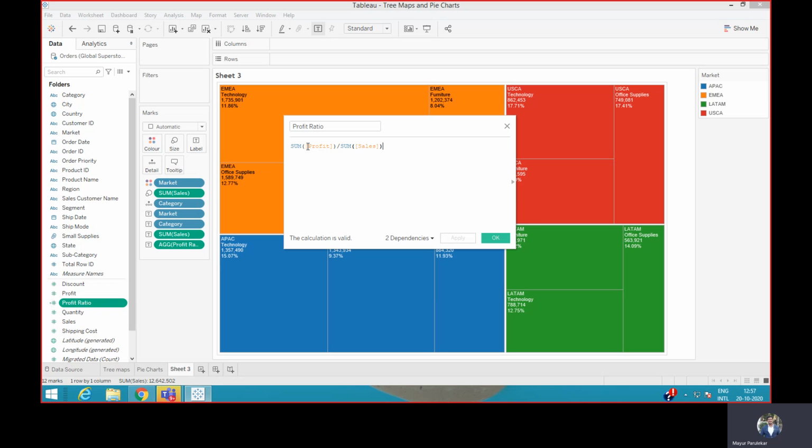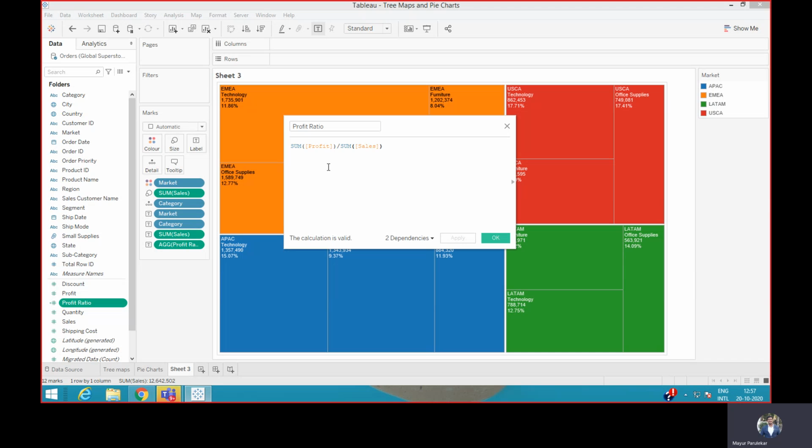Now, if you do a profit by sales, ideally, if somebody thinks that profit ratio is nothing but profit by sales, and then you create that field and try to get that over here into the marks card or in the columns or label, what Tableau does is a sum of profit by sales. And that is your aggregation.